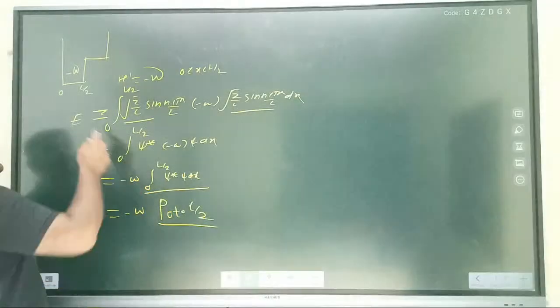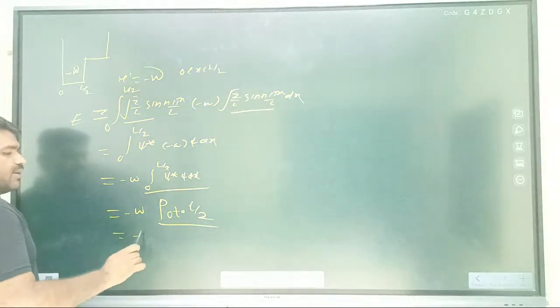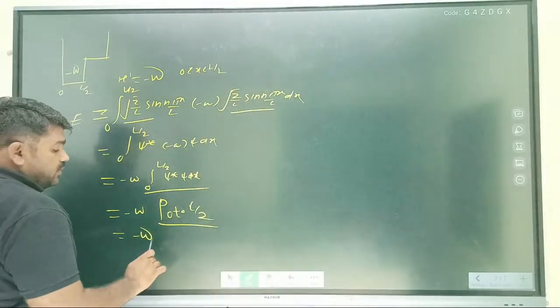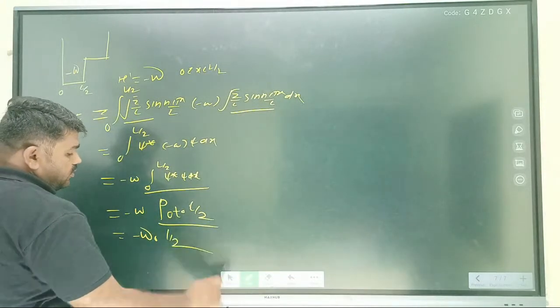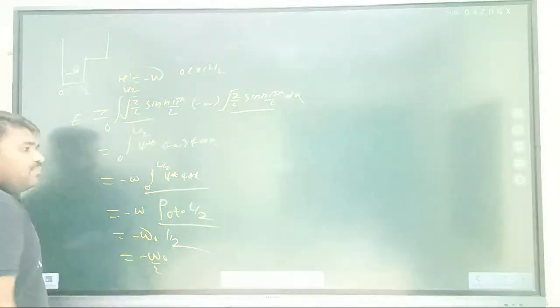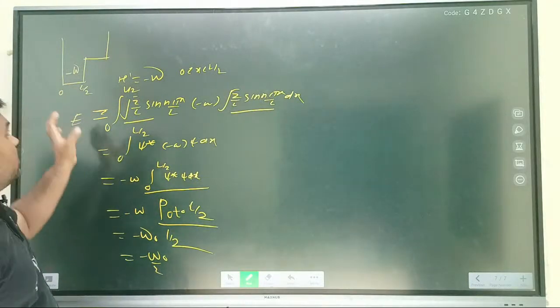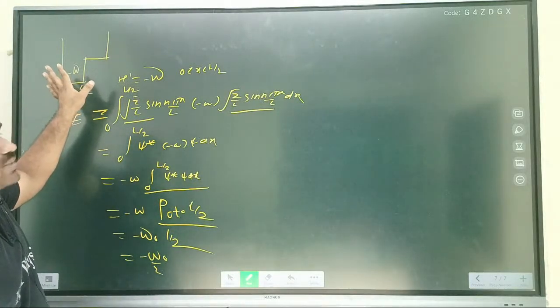It's a simple matter. In total, what will our probability be? It will be 1. So in half, how much will come? Simply 1 by 2, meaning omega naught into 1 by 2, that is minus omega naught by 2. Now no need to solve this one also. This is the constant part, so just focus according to the limit.